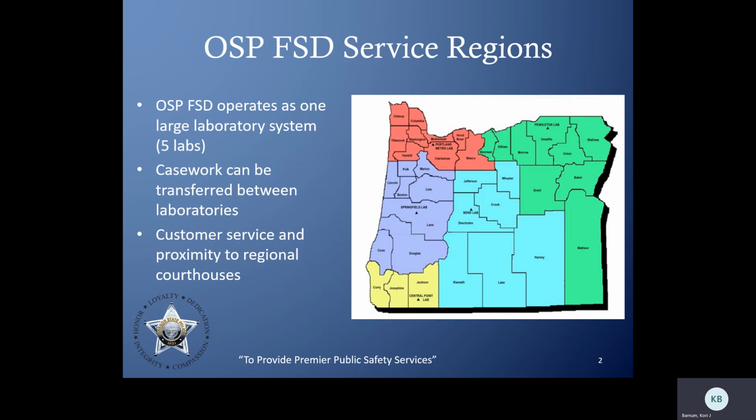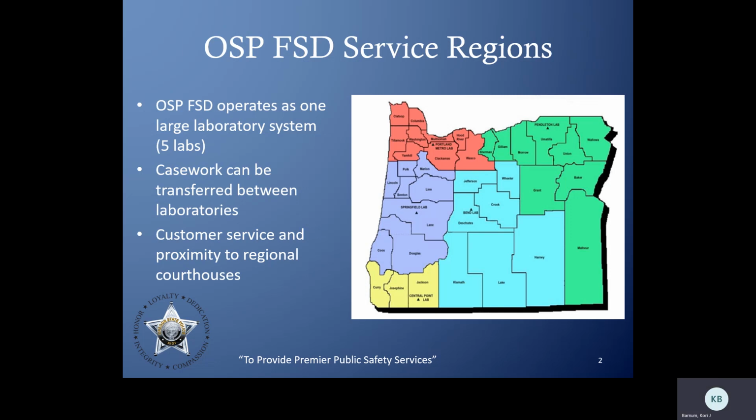The Oregon State Police Forensic Services Division operates as one large laboratory system. There are 5 labs statewide that can all do the same type of biology processing analysis of SAFE kits and sexual assault evidence. Casework can be transferred between laboratories, but is typically worked by the laboratory nearest to where the incident occurred. This is to serve customer service and proximity to regional courthouses.